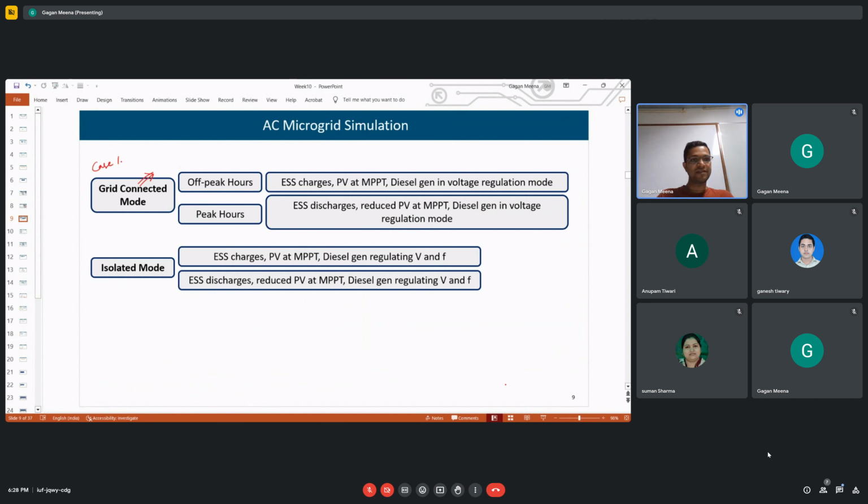And second, one more, any other utility. Why do we need it? To provide reactive power also. Well, this is a DC grid, so there is no reactive power.